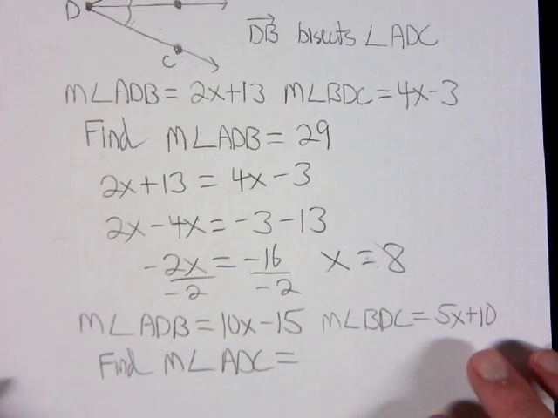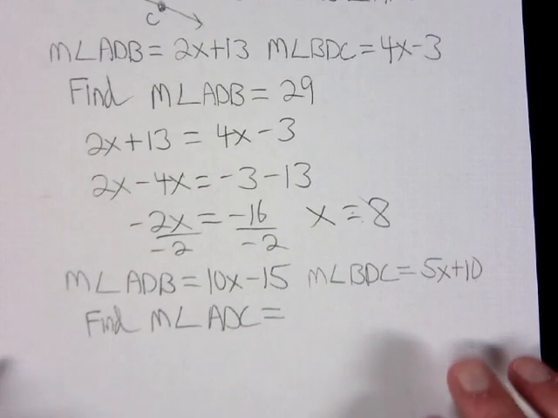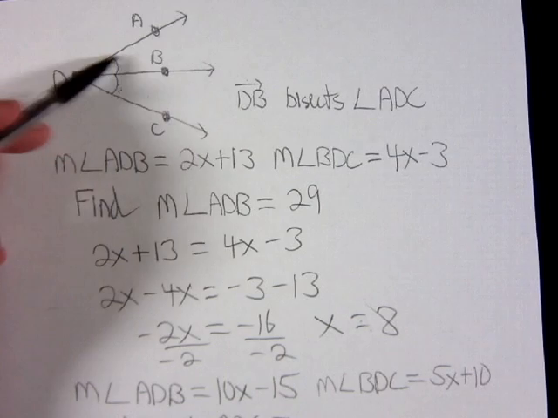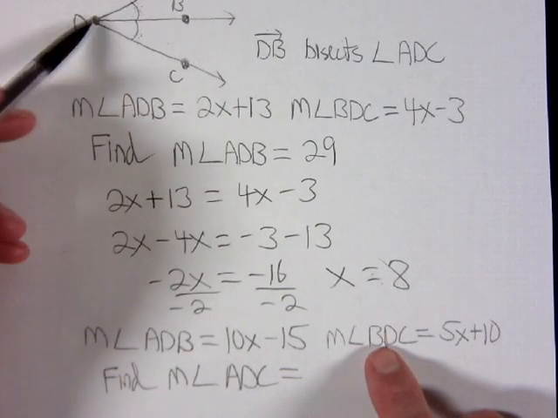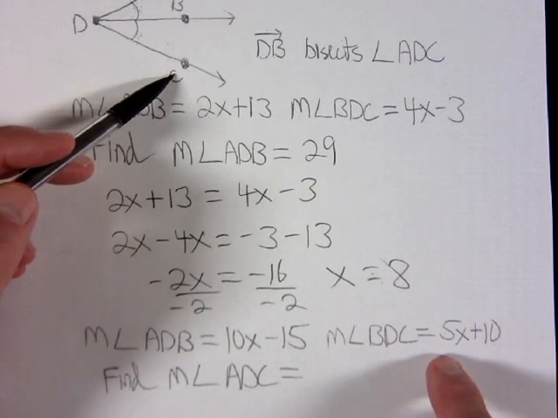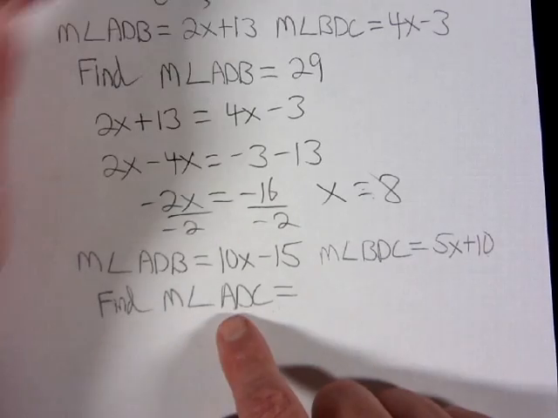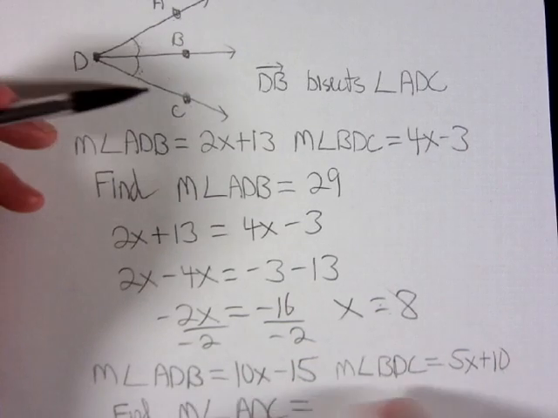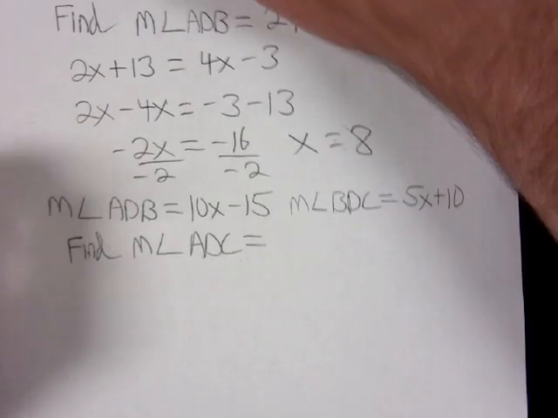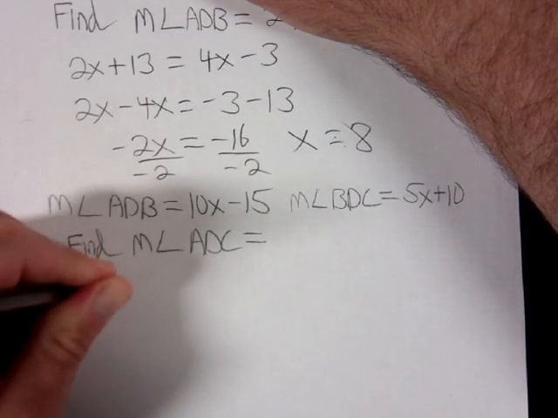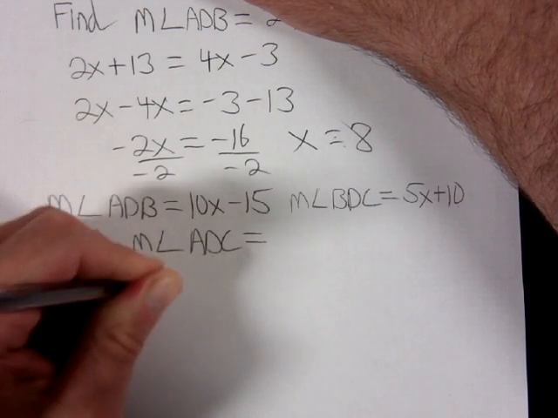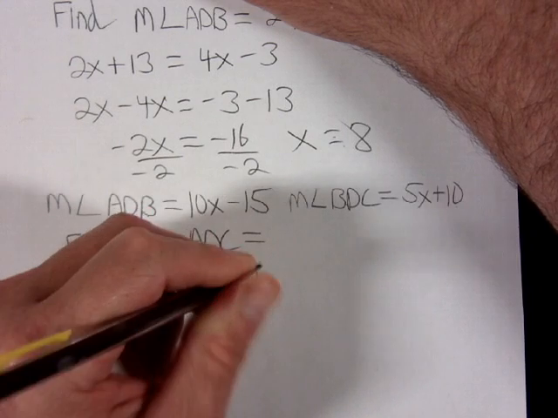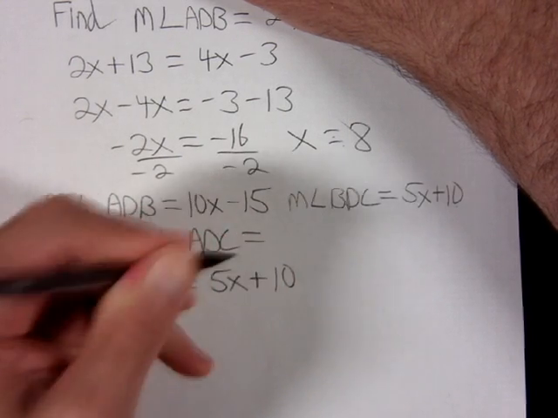All right, one more that I want to make sure I take a look at here. I've got ADB, that's the top half, BDC, that's the bottom half, and I'm looking for ADC, the whole thing. So again, they've given me the two halves. I'm going to set them equal again, which is 10x minus 15 is equal to 5x plus 10.